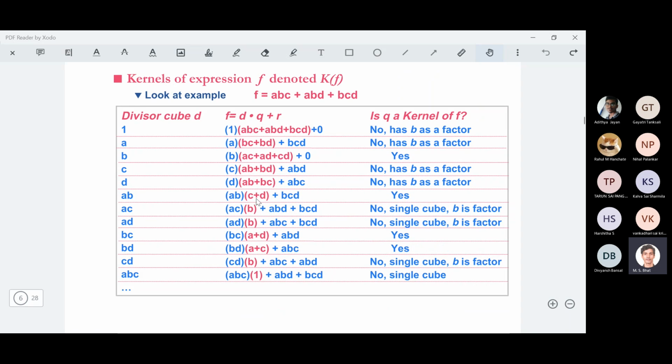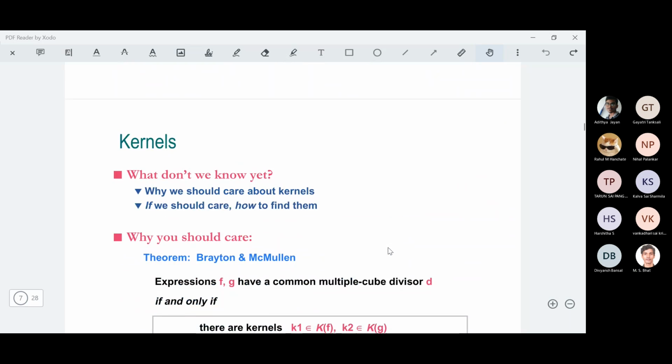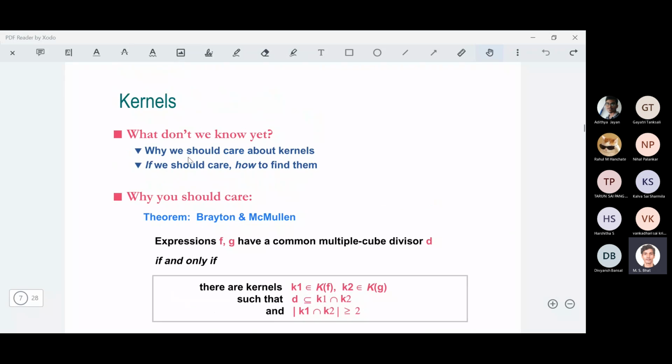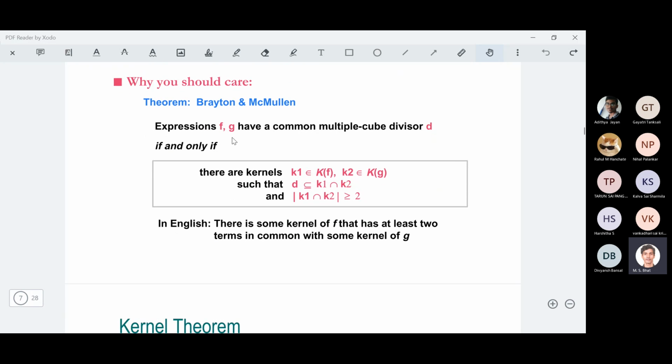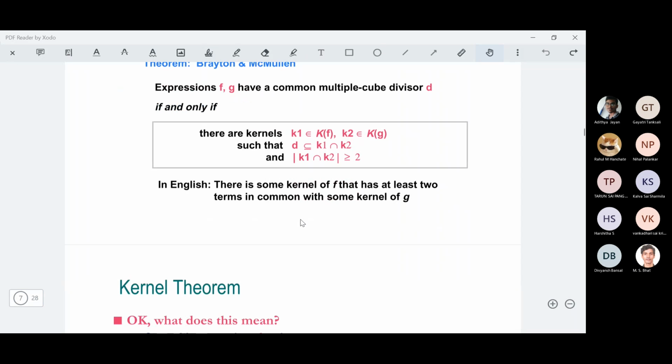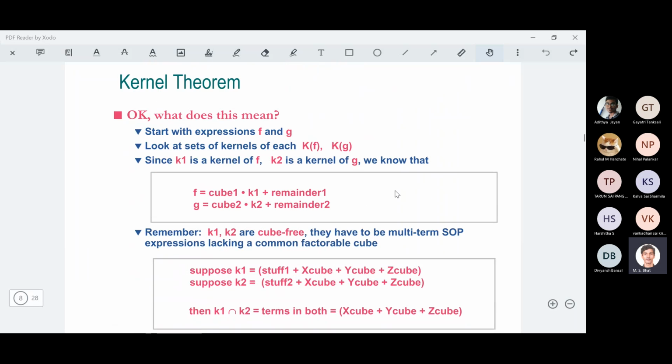Similarly, c + d is a kernel when you divide the function by ab. When you divide the function by bc or bd, you get a + d and a + c as quotients, which are kernels. So we have seen in the last class that we can extract multiple cubes from different functions if the kernels of those functions, when intersected, result in more than one cube, two or more cubes.